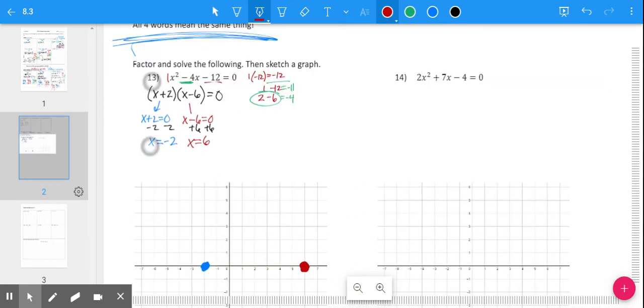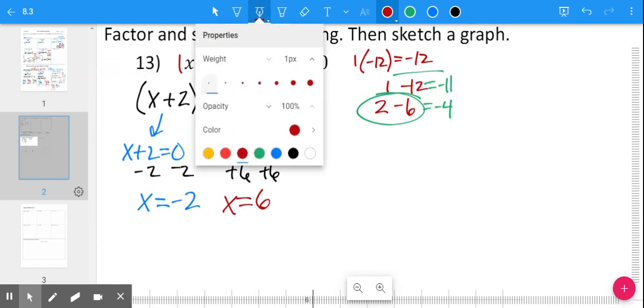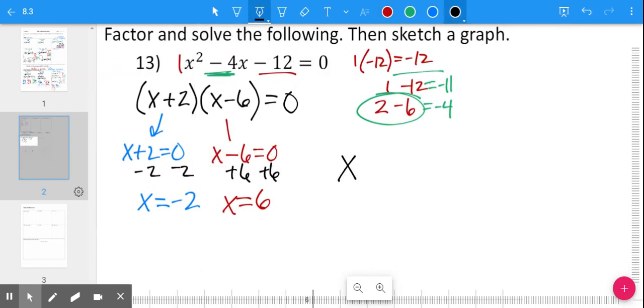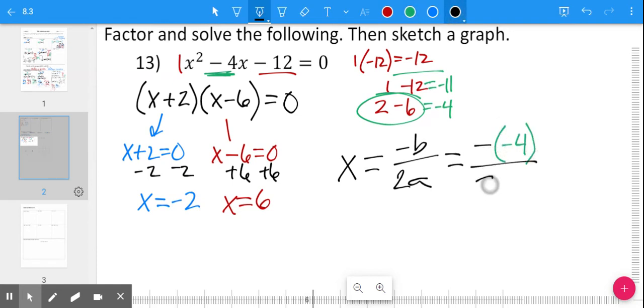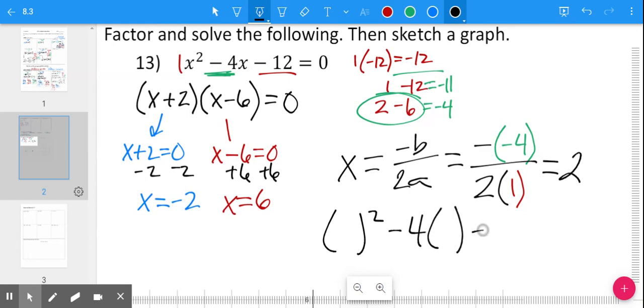So to find your vertex, the x value of your vertex is found by negative b over 2a. So your b value is negative 4, so we have negative 4 over 2. Your a value is 1. So a negative times a negative makes a positive 4. 2 times 1 is 2. 4 divided by 2 is 2. So then you take that and you plug it right back into your trinomial to solve for your y value.